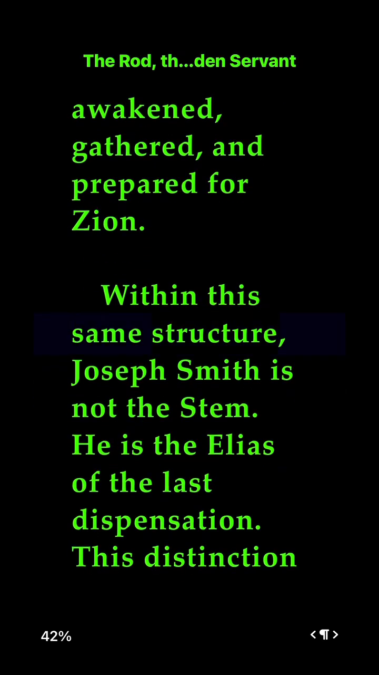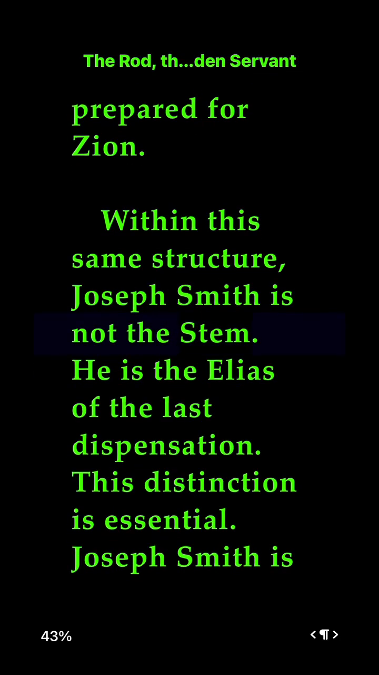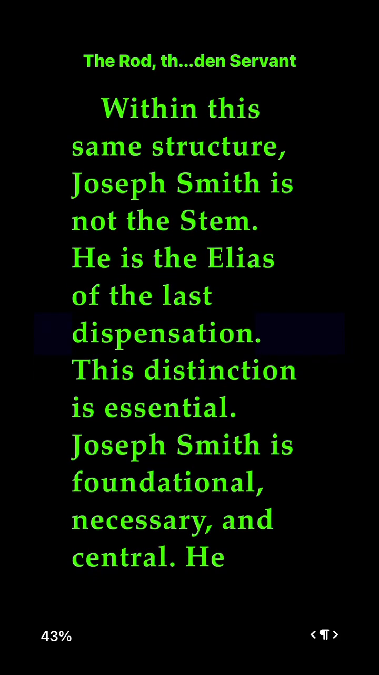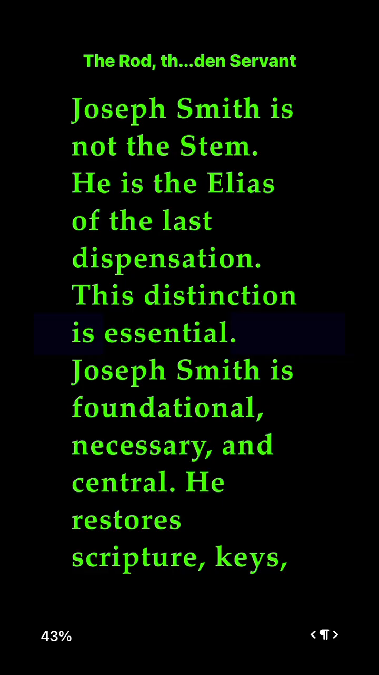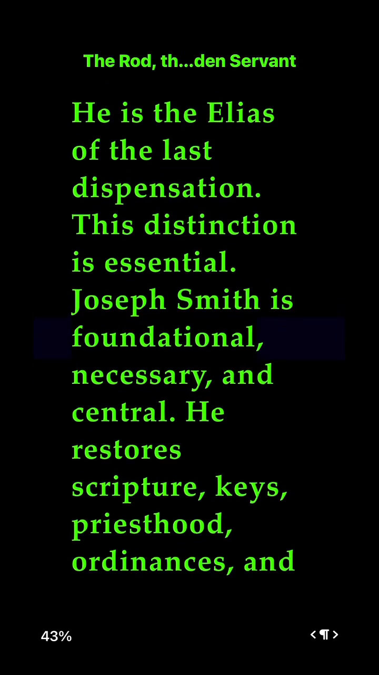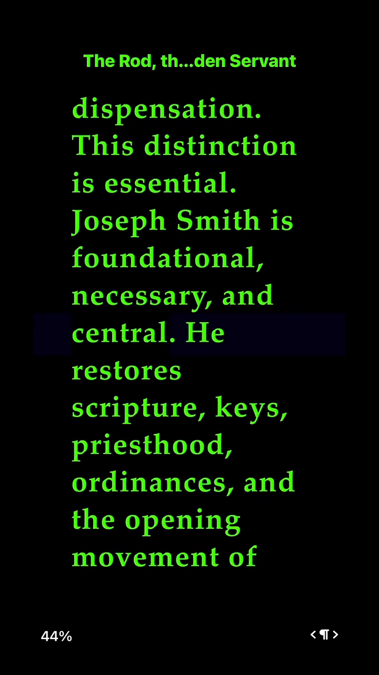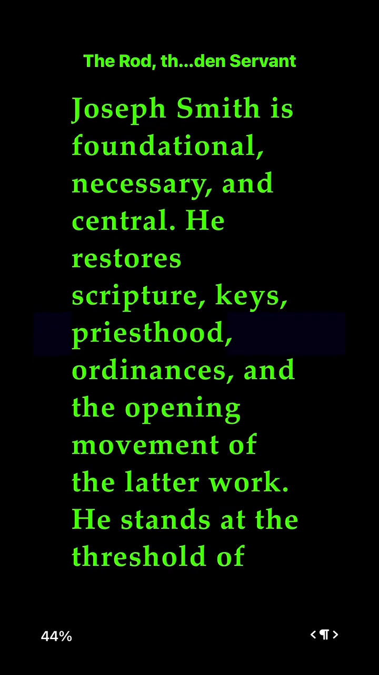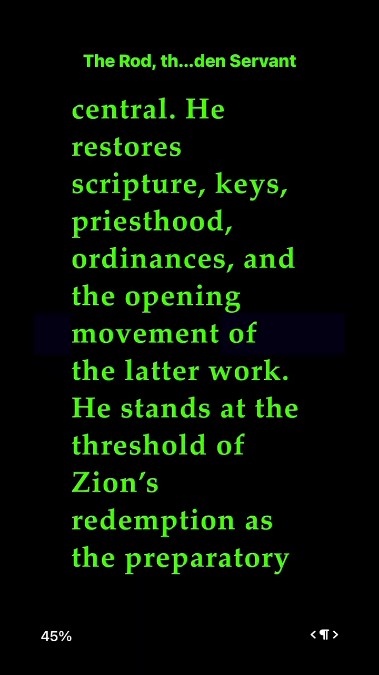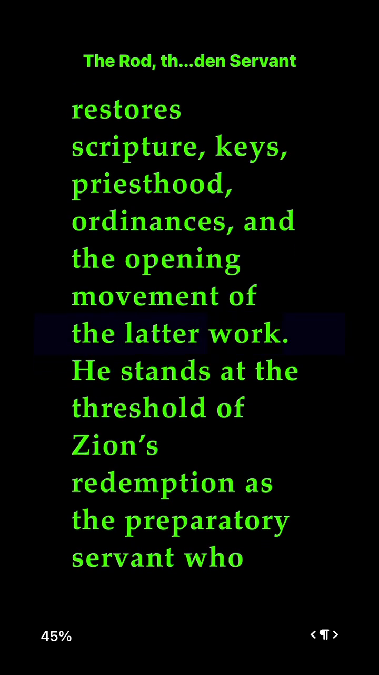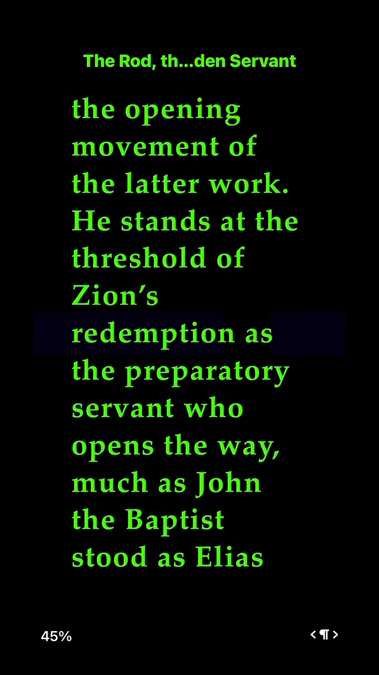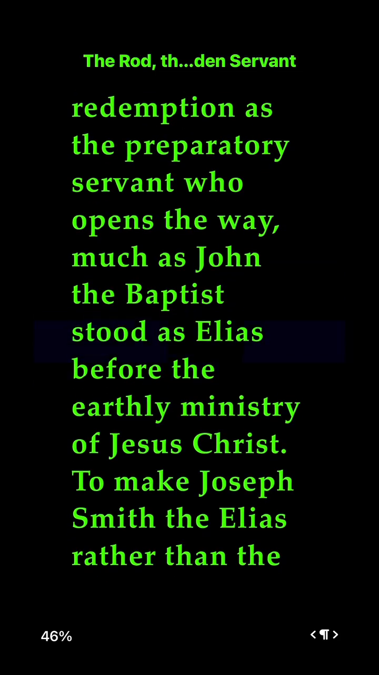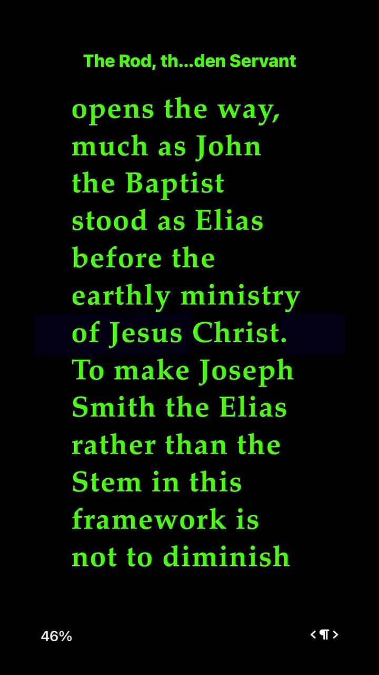Within this same structure, Joseph Smith is not the stem. He is the Elias of the last dispensation. This distinction is essential. Joseph Smith is foundational, necessary, and central. He restores scripture, keys, priesthood, ordinances, and the opening movement of the latter work. He stands at the threshold of Zion's redemption as the preparatory servant who opens the way, much as John the Baptist stood as Elias before the earthly ministry of Jesus Christ.